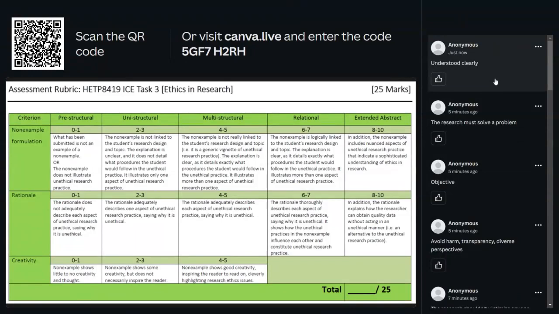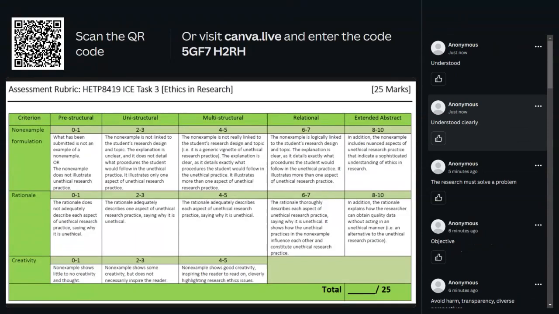Okay, there's one understood clearly. I like that, appreciate it. Thank you for your response. Anybody else need me to clarify or did I confuse you a bit? I'm going to wait for at least 2 more people and then I'll go on to the last bit and we can conclude. Anybody else? Are you good?